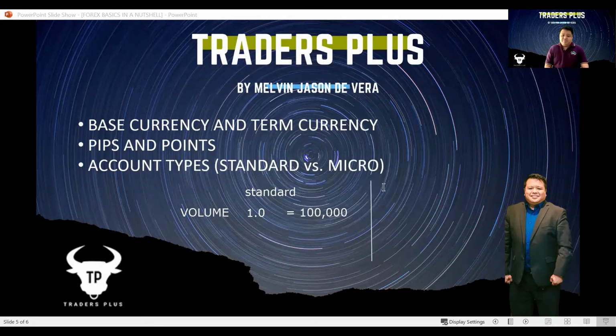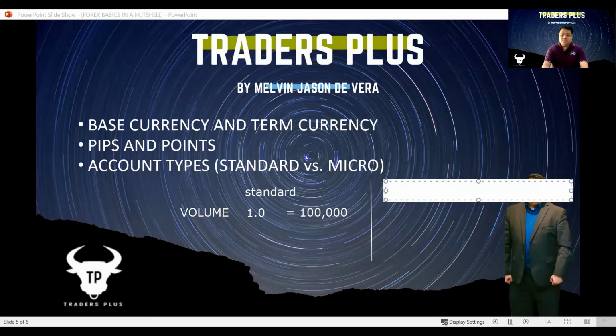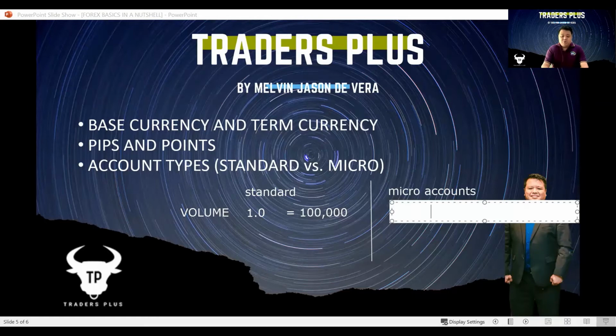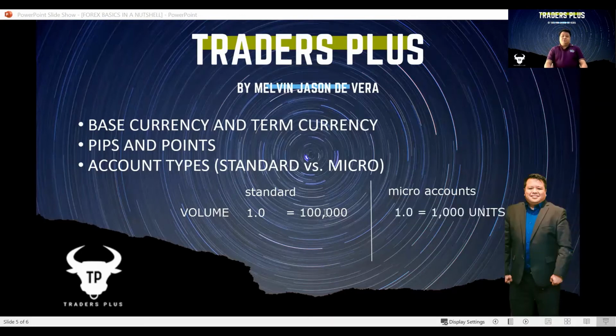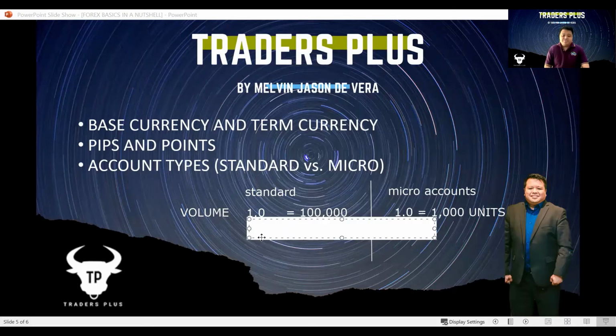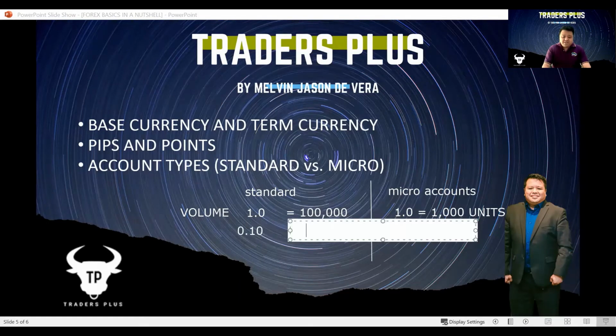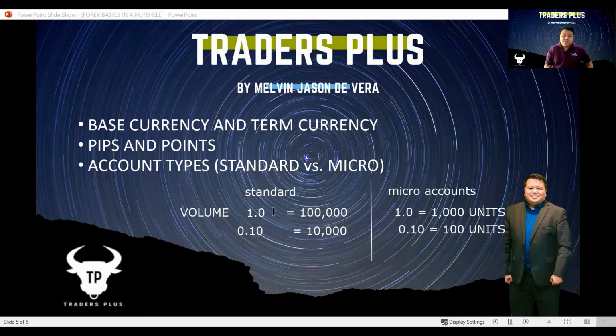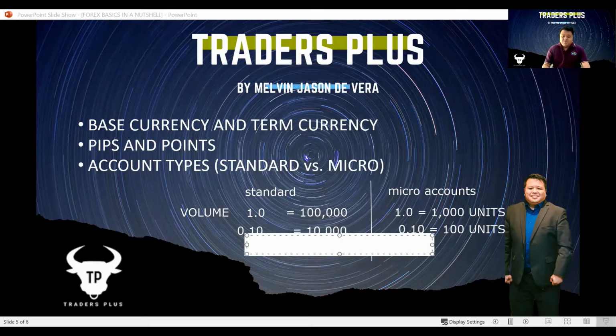Okay. Whereas sa micro, okay? So ito, mga standard types, no? Sa micro account, the 1.0 is equal to 1 micro lot. 1,000 units lang. Ito, 100,000 units. Okay? So, pag naglalagay ka rito ng 0.10, ito ay equivalent sa 10,000 units. Whereas dito, pag naglagay ka ng 0.10, ito ay 100 units. At wala tayo nitong 100 units dito sa standard. That the lowest you can place here is 0.01, which is equivalent to 1,000 units.